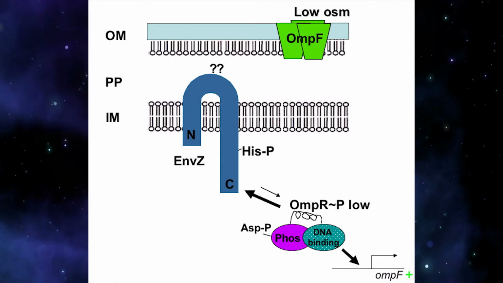However, when there is a low osmolarity outside the cell, the level of phosphorylated OmpR is low, therefore, OmpR binds to high affinity regions upstream of the OmpF promoter and activates its transcription, while OmpR does not bind upstream of OmpC because there are no high affinity regions upstream of OmpC.